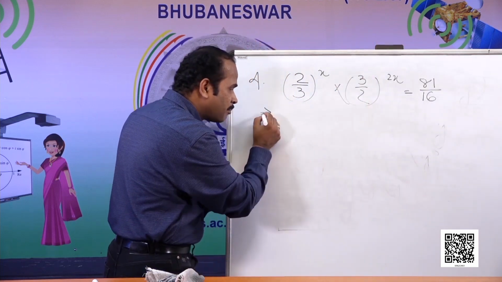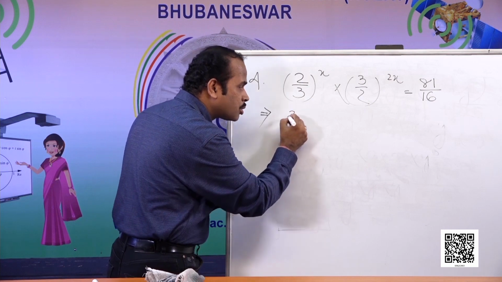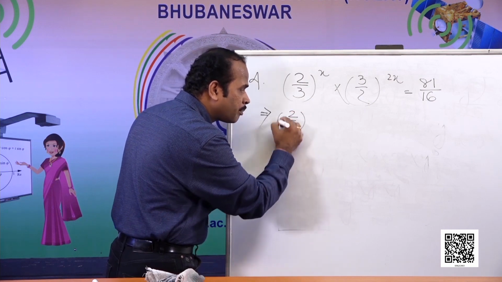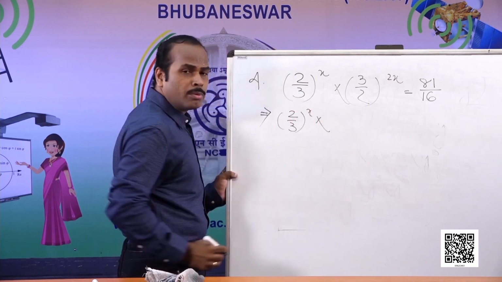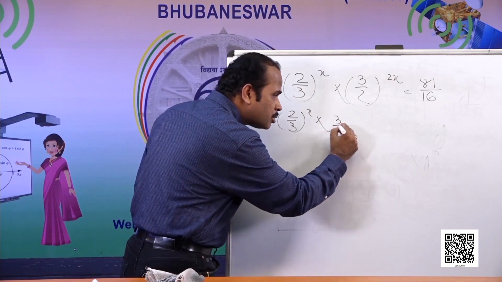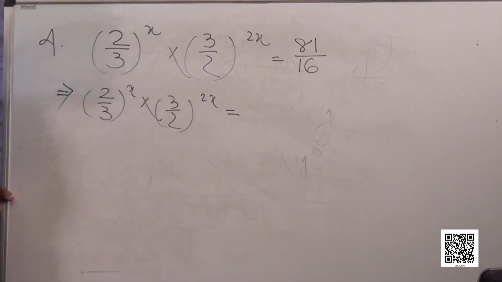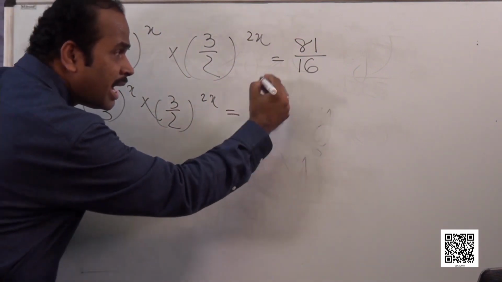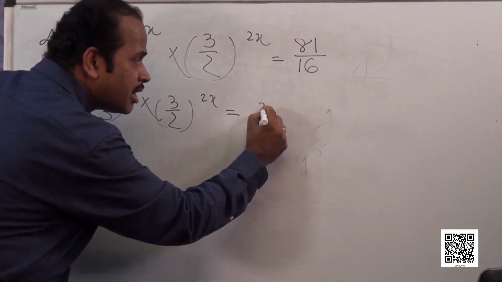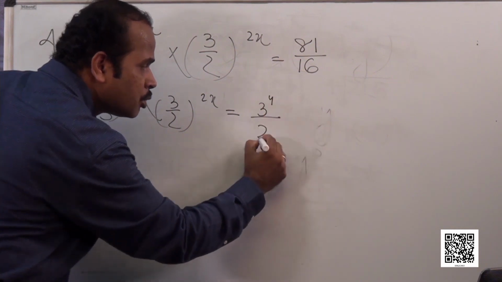So I will give an implies sign because I am going to solve it now. (2/3)^x into (3/2)^2x is equal to, now what I will do here, 81 by 16, this I can write as 3 to the power 4 divided by 2 to the power 4.